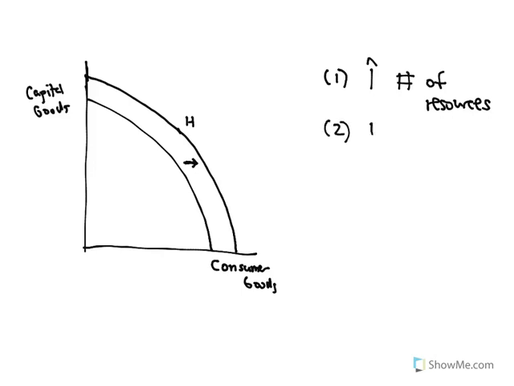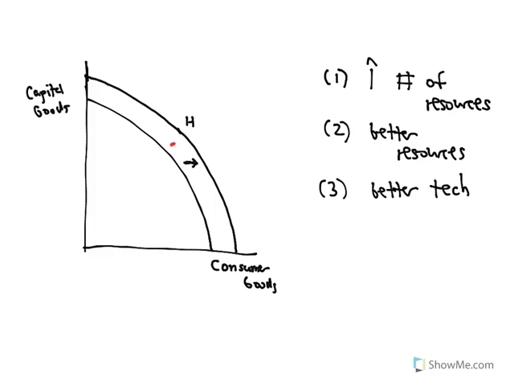The second would be if we have better resources, right? Maybe a more educated workforce, or maybe better land that is more suitable to growing crops or whatever it is we're producing. Better resources will shift out the PPC. Finally, the last thing that can do this is better technology. So if we have robots that can make goods and services faster, that will shift the PPC outward. Okay? So those are three reasons that the PPC would shift to the right or outward.